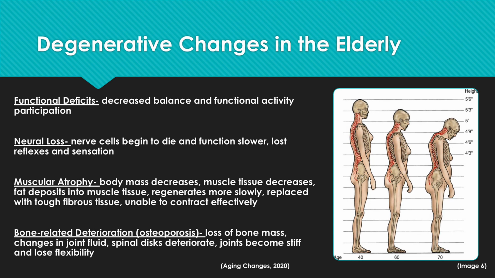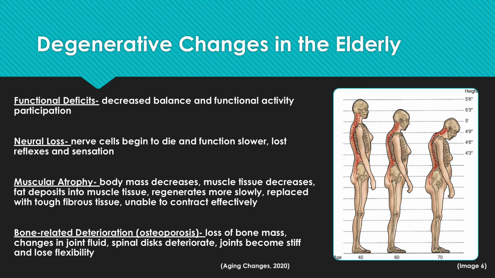So what does all this really have to do with the elderly population? As we age, the body goes through a series of degenerative changes. We will begin to experience functional deficits such as decreased balance and functional activity participation. The body goes through neurological changes and nerve cells begin to die and also begin to function slower. This can cause a loss in reflexes and sensation. As we age, we will begin to notice increased muscle atrophy.